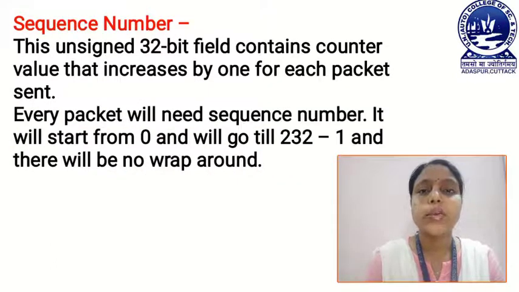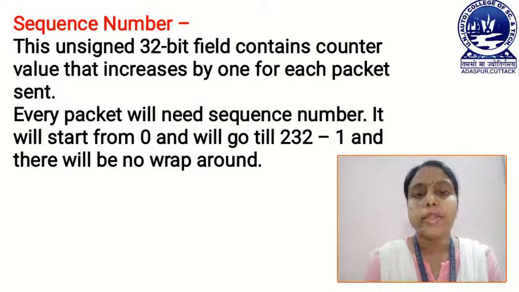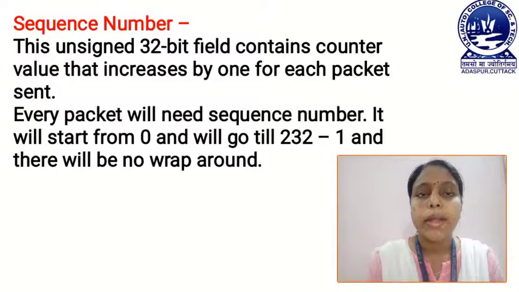Next one is the sequence number. Here this is an unsigned 32-bit field, containing a counter value that increases by 1 for each packet sent, which means this sequence number field is used as a counter which increases by 1 after every packet sent. Every packet will need a sequence number and it will start from 0 and go up to 2^32 minus 1, and there will be no wrap around.